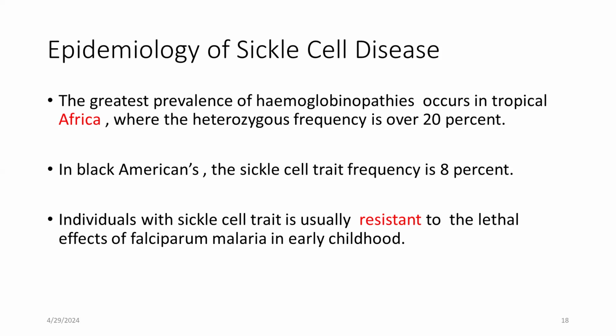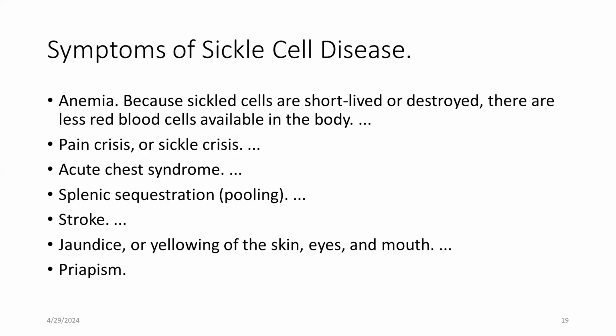So really what happens, it's more prevalent in tropical Africa, and it's mostly found in Black America. It is not that common in Asia and Southeast Asia as compared to thalassemia. Thalassemia is more prevalent there.